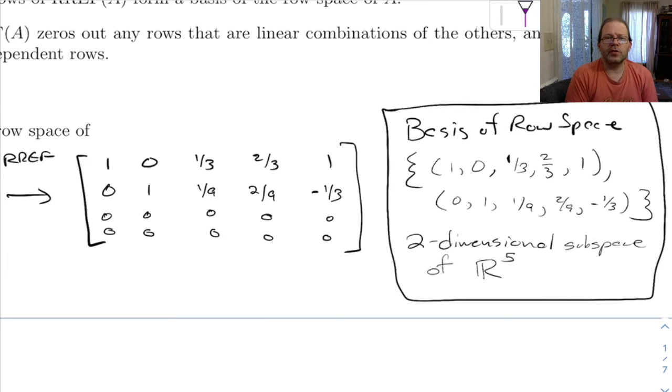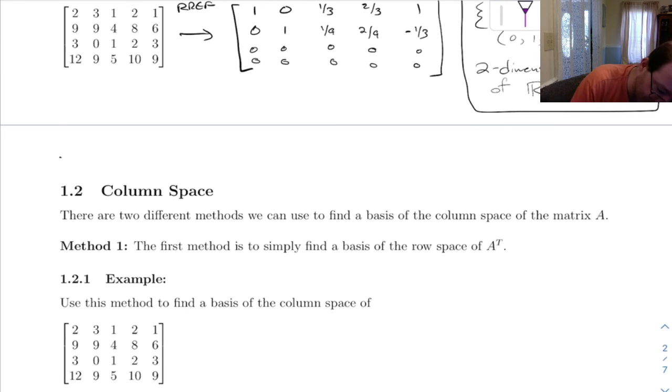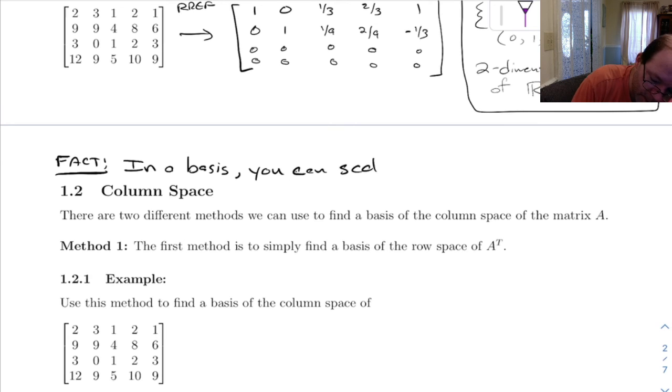Now, this isn't the only answer we could give for this. And I don't particularly like this answer because it's got all those fractions in it. So here's a nice fact. I probably should have put this on here, but fact: in a basis, you can scale the vectors by non-zero constants.